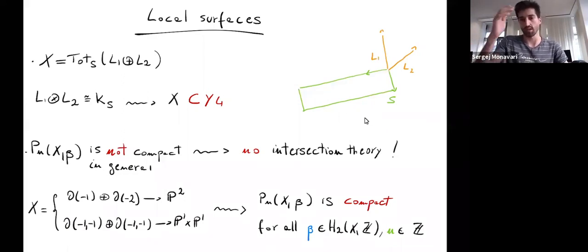There are some ways in which you can get around this. However, we are lucky because sometimes it is compact, and that's very nice. As an example, if you take P2 or you take P1 times P1, and you take these two choices of line bundles, for example, for P2, you essentially take the dual of line bundles corresponding to a line and the line bundles corresponding to a quadric, you get a moduli space which is compact for all beta and for all n. This is very nice. Again, this is very roughly speaking.